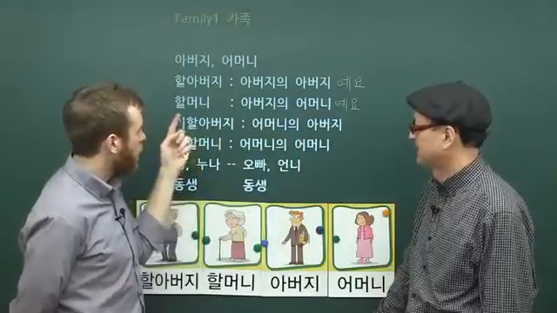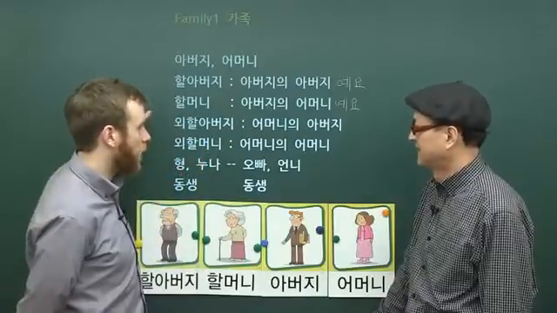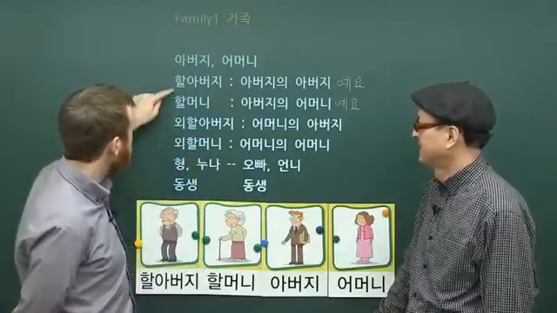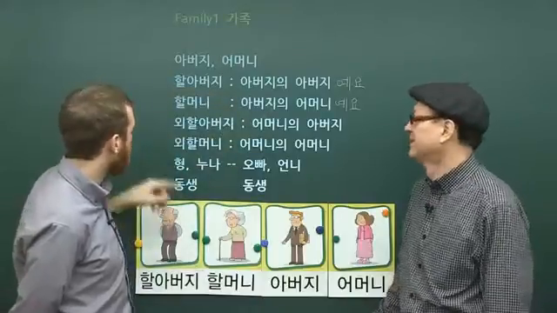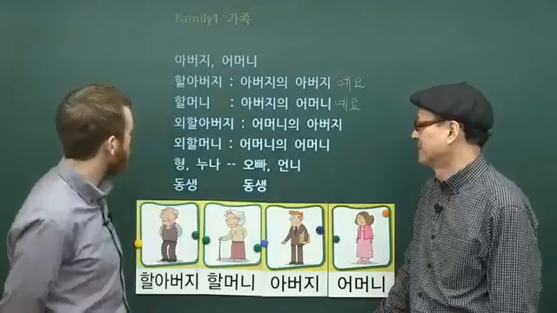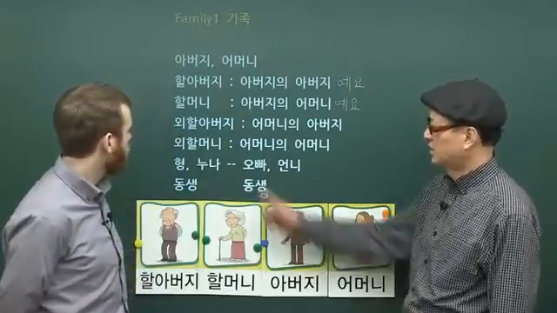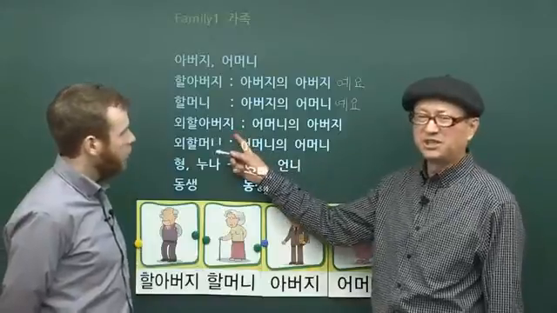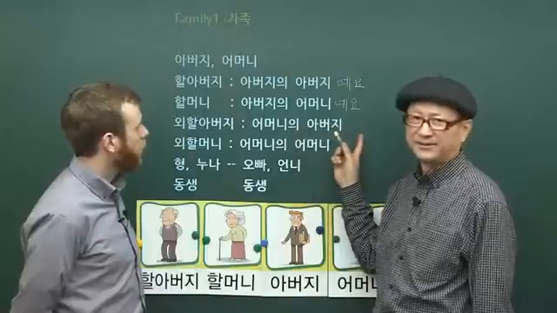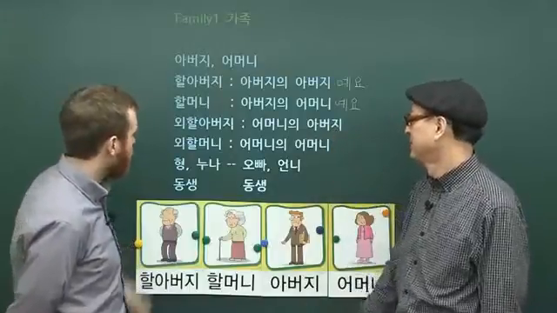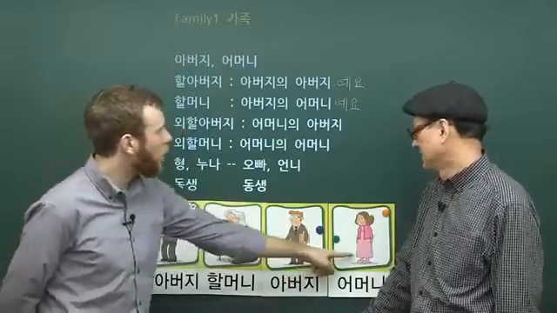It's a little different if I'm talking about my mother's father and my mother's mother. 할아버지 is always talking about my father's side of the family. Down here we've got two different versions. 외할아버지. 외할아버지는 어머니의 아버지예요. In this case, I say 외할아버지 to talk about my mother's father.